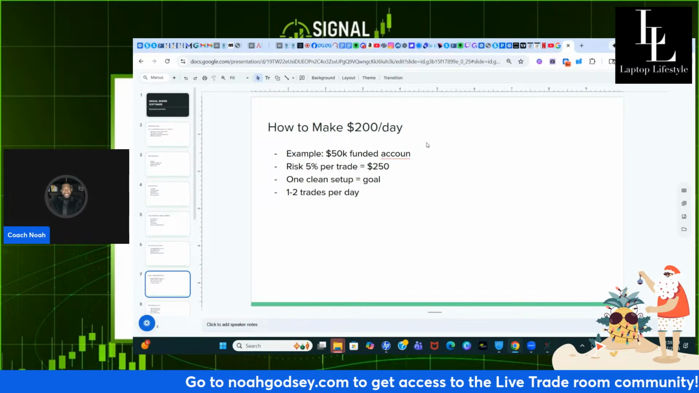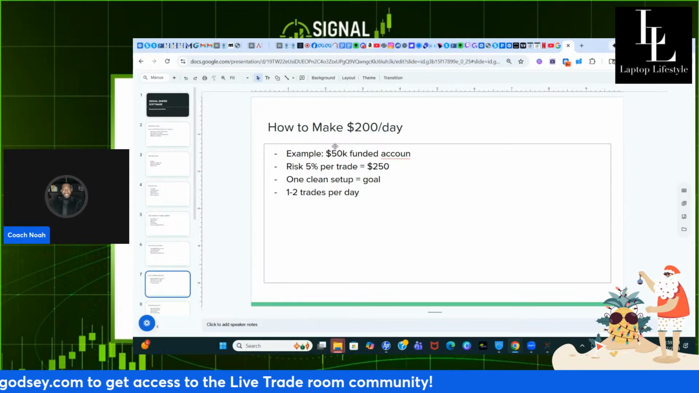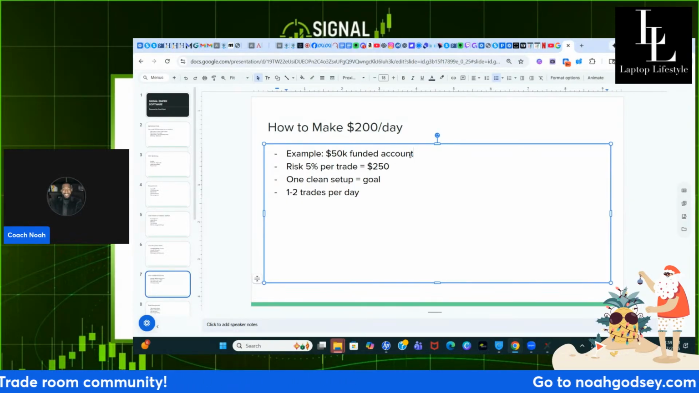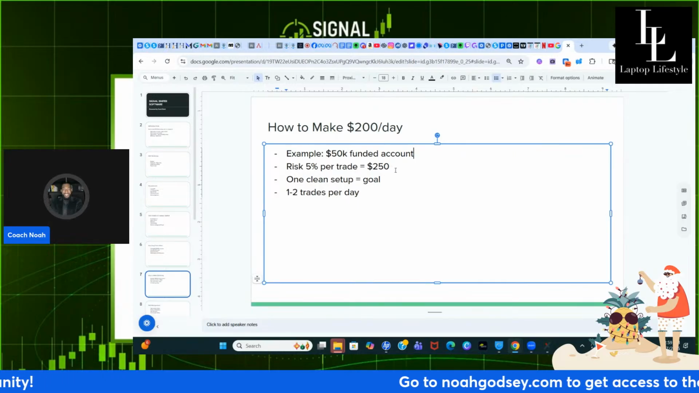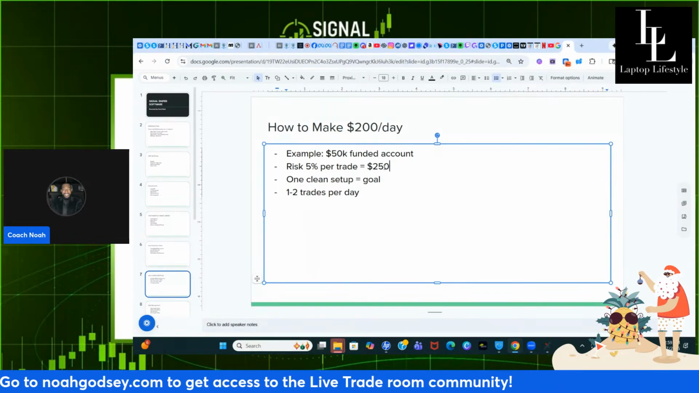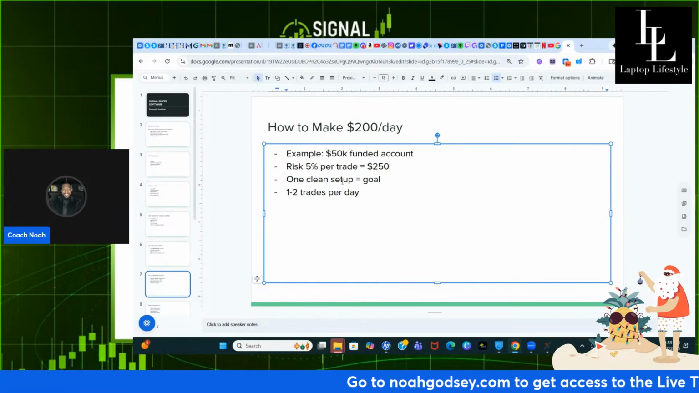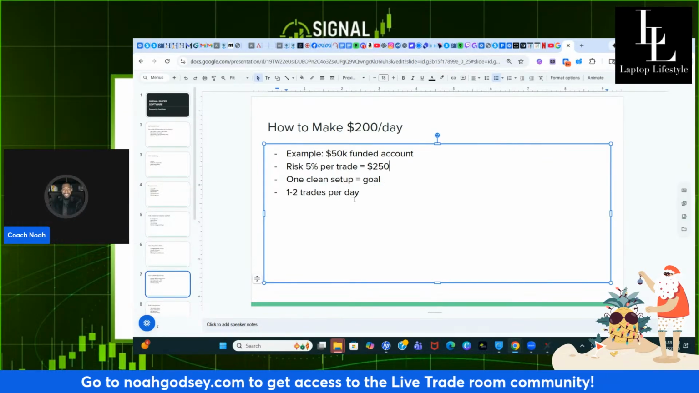So how to make $200 a day? For example, you're going to get the $50,000 funded account, which is going to be $100 from Take Profit Trader. Once you have that, you're going to jump inside the live trade room, and we're going to trade together. We're going to risk 5% per trade, and we're going to try to end the day with $200 to $250. It usually takes about 1 to 2 setups, and once we hit our goal, we're done for the day. So 1 to 2 trades per day.